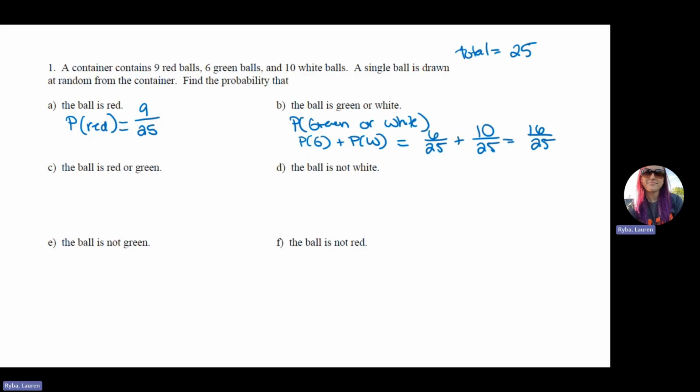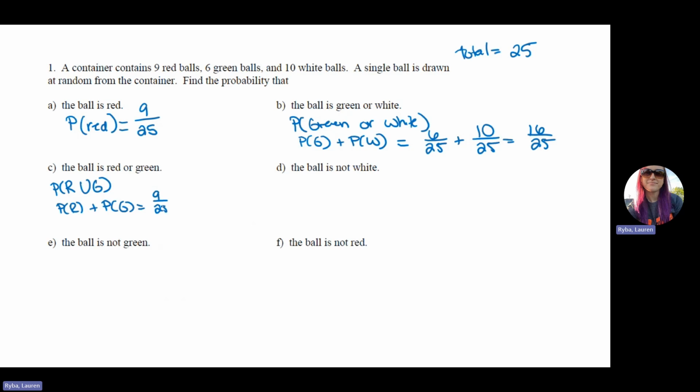Hopefully this is review for you guys. The ball is red or green. So P, red, union, green. Again, these are completely distinct, disjoint, mutually exclusive events. They cannot happen at the same time. So I'm going to find the probability of red and add it to the probability of green.